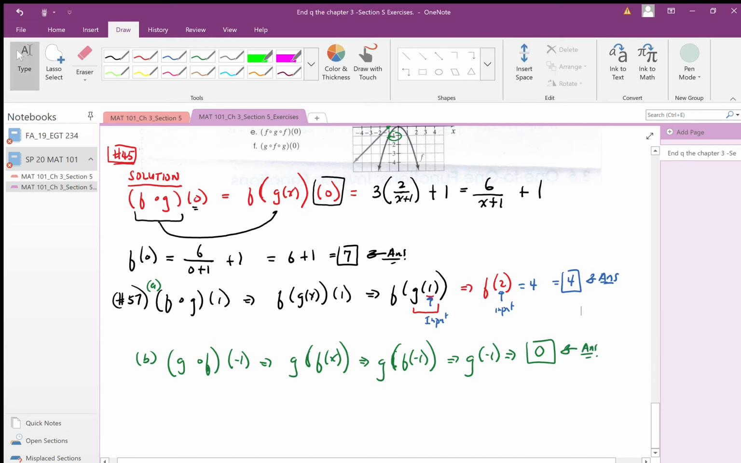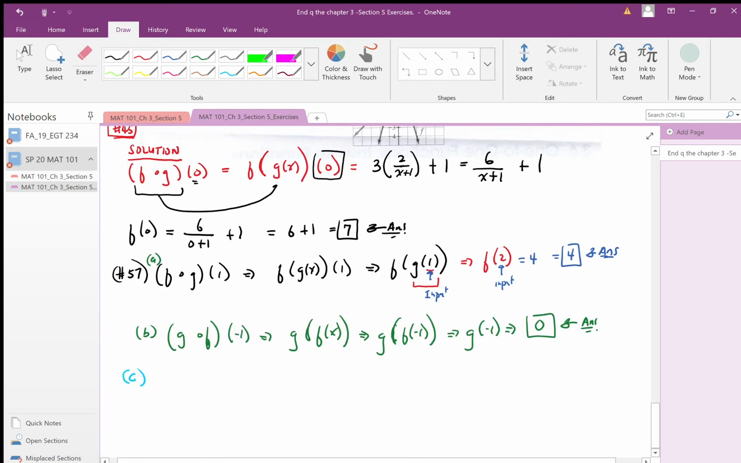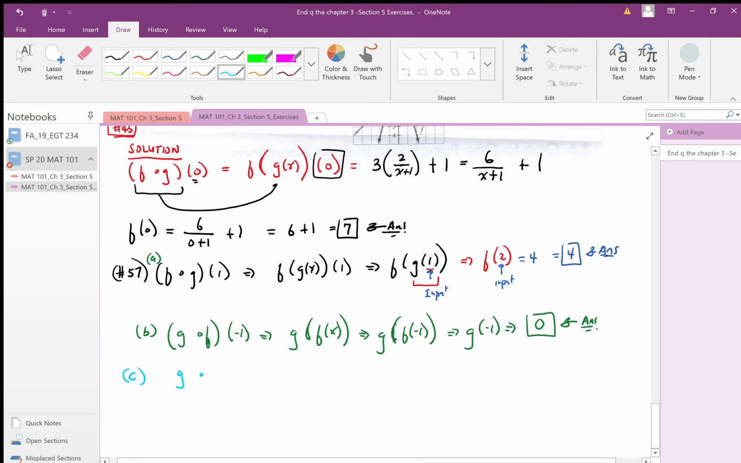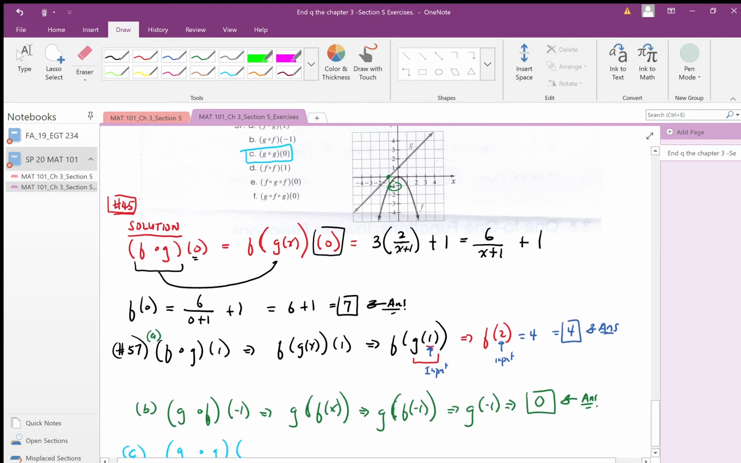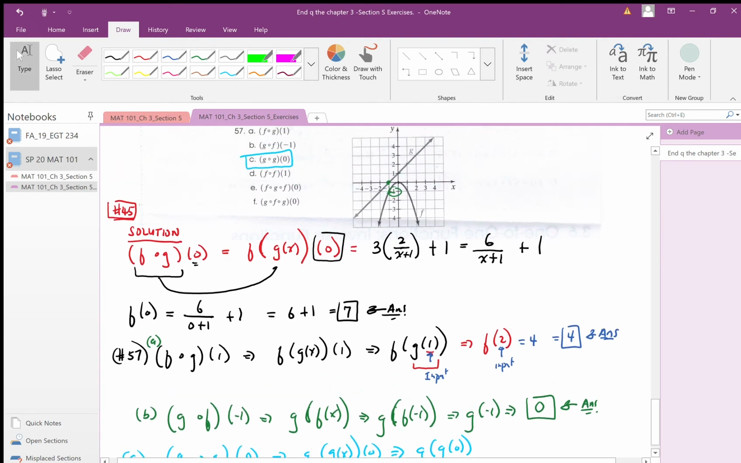Okay, now C, this is my C here. So that's going to be G of 0. So it's going to be g of x, 0, equals g of 0. And then what's going to be g of 0? I'm looking for this right here, the inner part. G of 0. This is my g graph right here. At 0, I come over to the g graph, that's going to be 1.